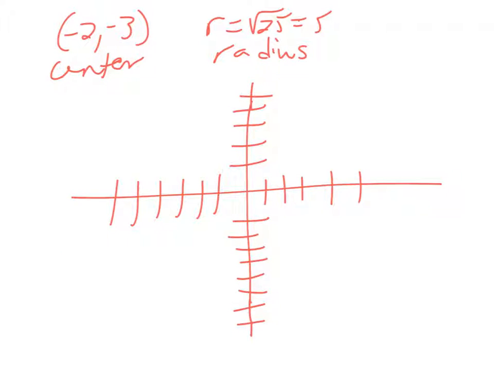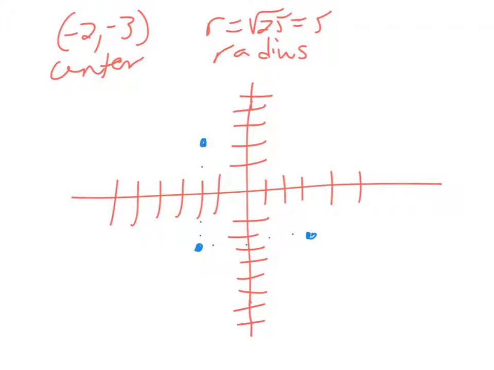Alright, so we have our center as negative 2, negative 3. Let's go to negative 2, down to negative 3, so that's going to be about right there. That is the center of the circle. Now for my radius, I'm going to go out 5 units. So 1, 2, 3, 4, 5, about there. Up 5.